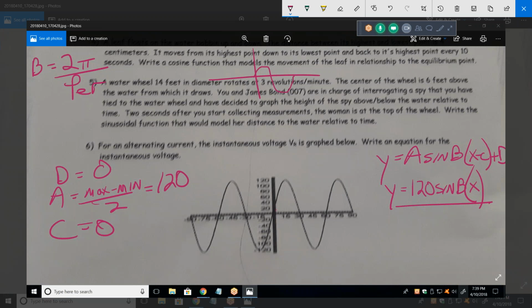What is it from here to there? 60. Oh, 60, not always in terms of pi. And in fact, in this case, it's going to be in terms of time. So this is going to be a t, time. But we've figured out that the period is 60 by just measuring it from the graph. So what is b?